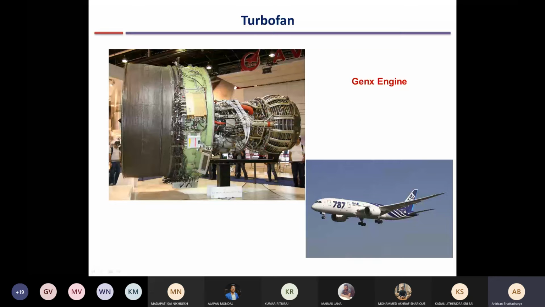And this large outer periphery is for the cold air, for the bypassed air. These are used for the 787, like these are one of the largest engines nowadays in production, I think.